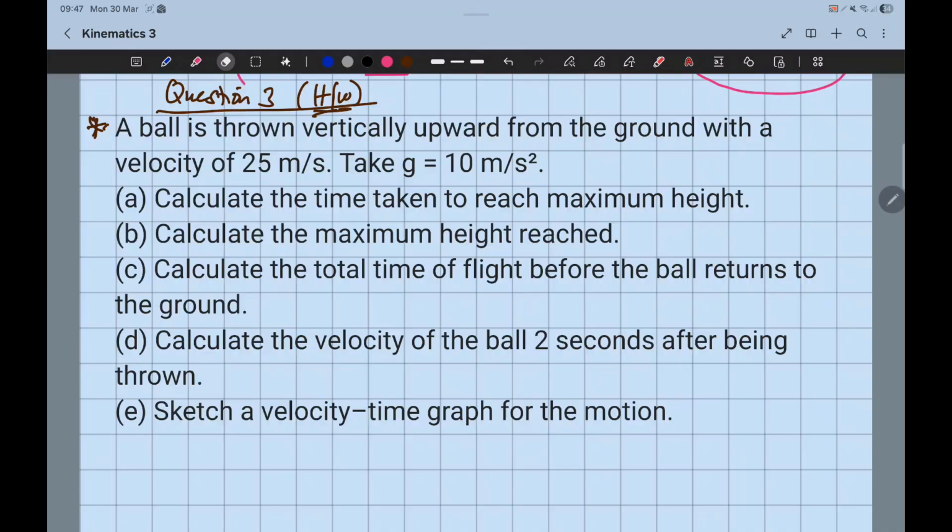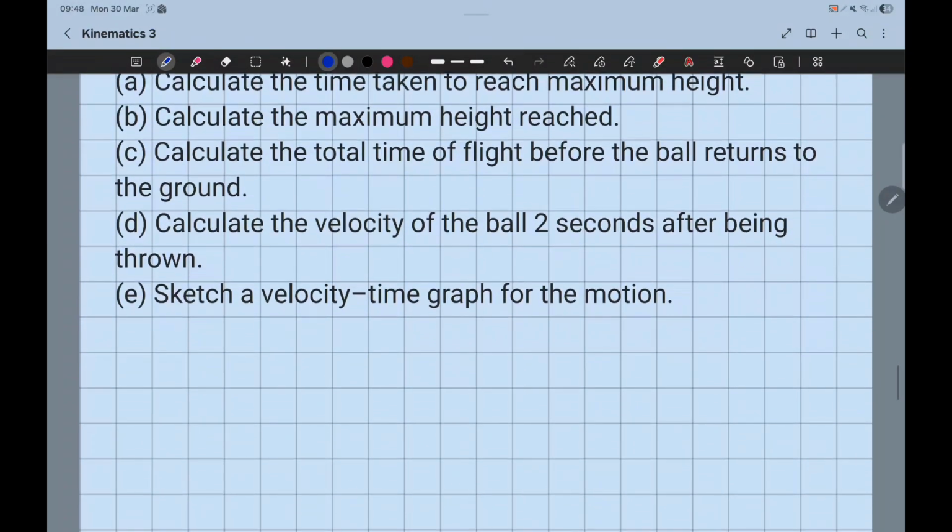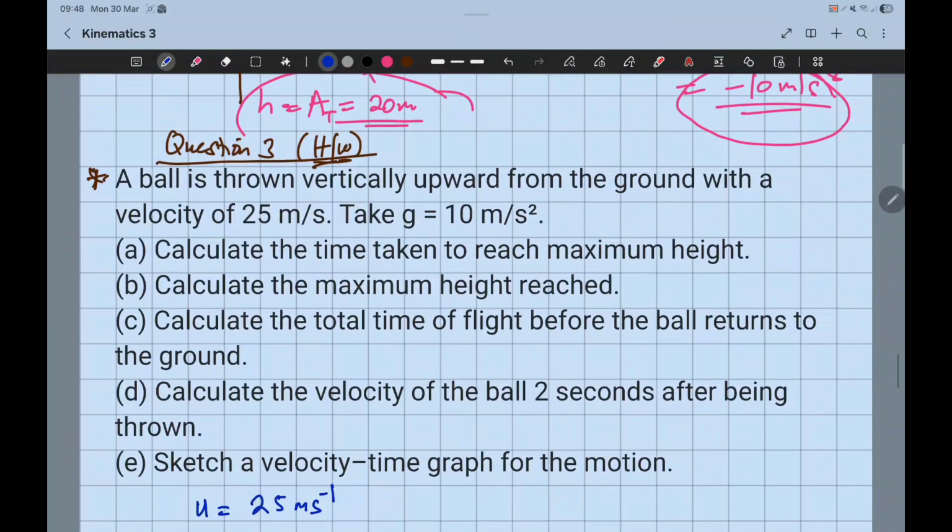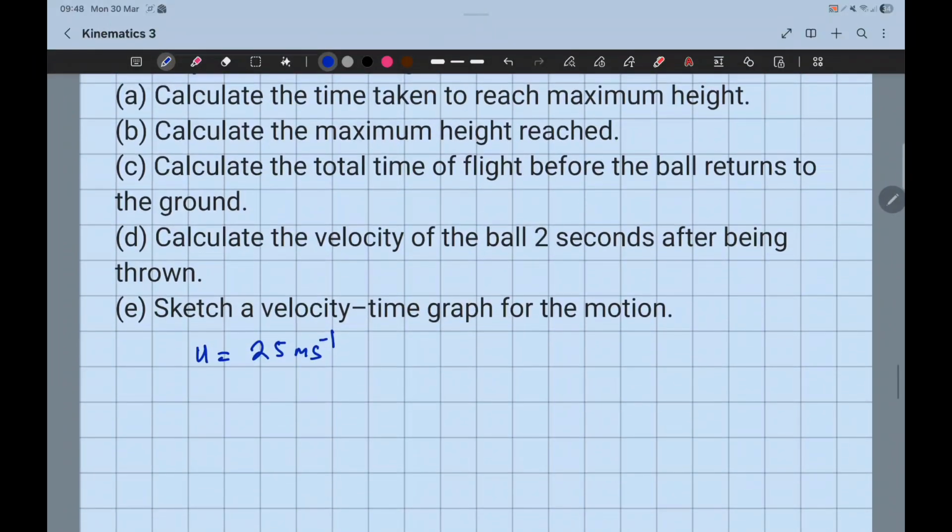So I will start by the question yatakaisa as your assignment in the previous video. If you check pa YouTube riripo ipapa. So now we need to work this one out. Alright, so pana iripo ndeyekuti a ball is thrown vertically upwards from the ground with a velocity of 25 meters per second. So tatopuwa kuti initial velocity edu 25 meters per second. Then it take g to be 10 meters per second squared.